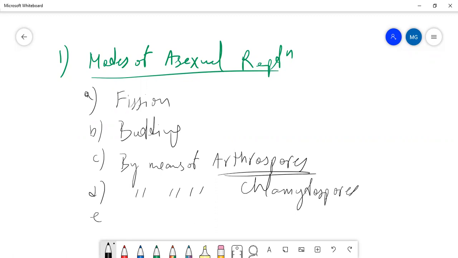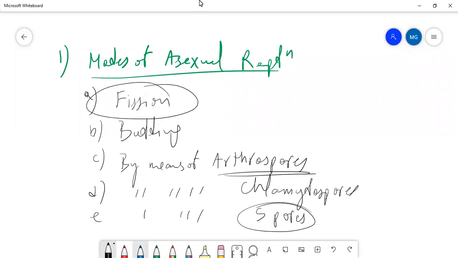E. Asexual reproduction by means of spores. So these are the basic methods of asexual reproduction. Let us talk about them one by one.